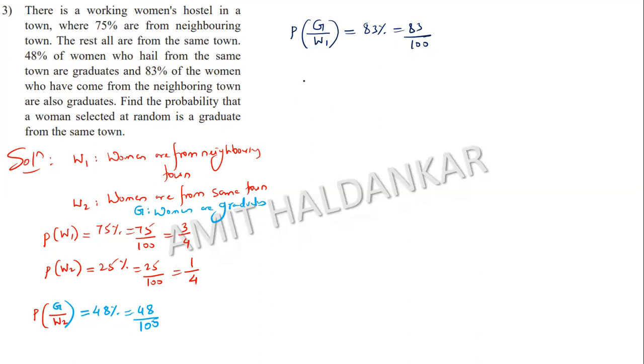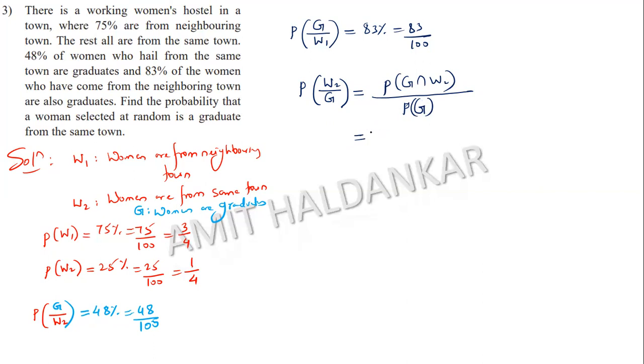Now, what exactly do you have to find? Find the probability that a woman selected at random is a graduate. So she is already a graduate, but from the same town. Same town means I have to calculate W2. So this is what they asked you. Here P of G will become my sample space, and this will be P of G intersection W2. So probability of G intersection W2.